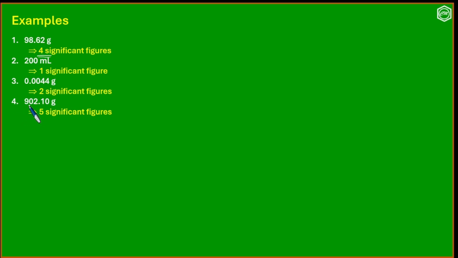Now for the example, 9.0210 gram. Now this 0 is in between two non-zero digits, so this 0 is significant. And this 0 also is significant because it comes after the decimal place. So altogether there will be 1, 2, 3, 4, 5 significant figures for this number.